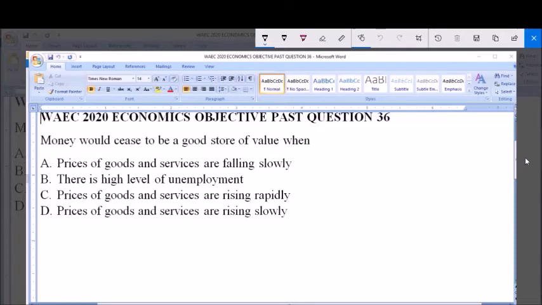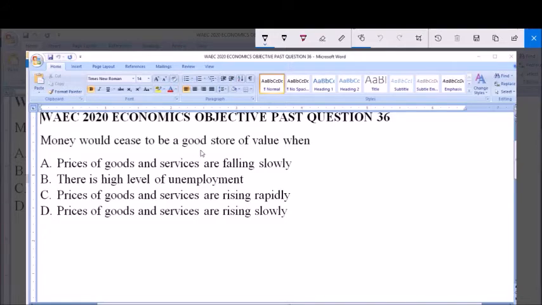Money will cease to be a good store of value when A. prices of goods and services are falling slowly, B. there is high level of unemployment, C. prices of goods and services are rising rapidly, D. prices of goods and services are rising slowly.